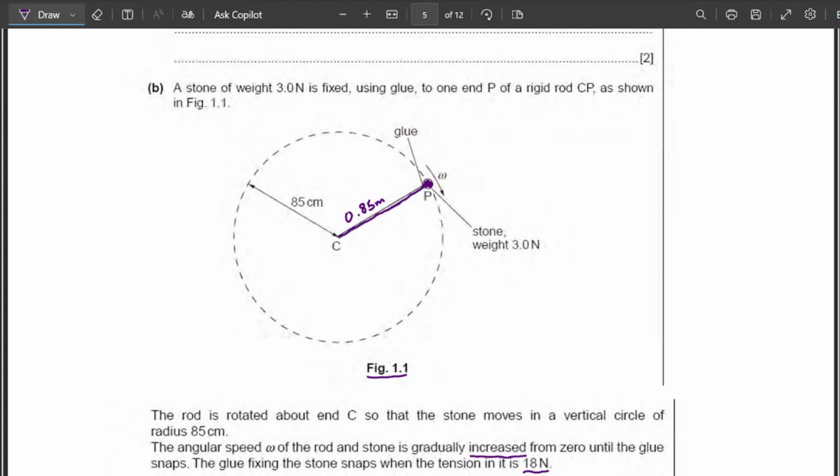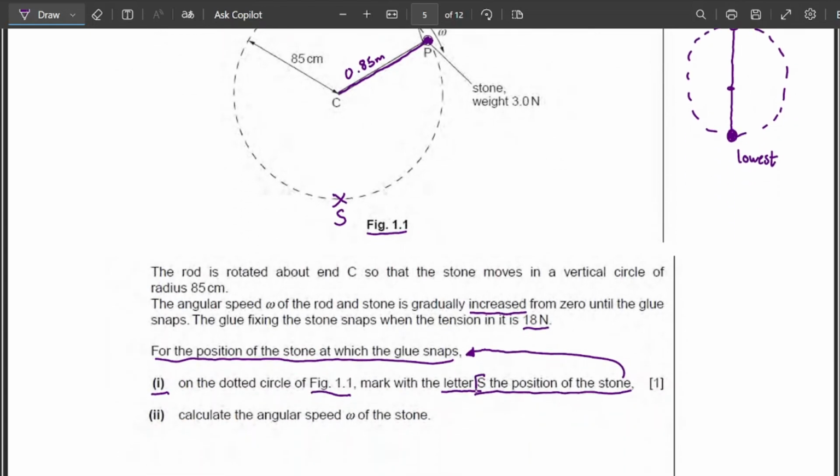So where is that most likely to happen? If you've ever had a string and you've attached it to something and then you've rotated it about a circle, then what you would have found out is that the string feels the lightest when it's on top, and it feels the heaviest when it's at the bottom. So the place at the bottom, that's when the string feels the heaviest. And so that is most likely where the glue snaps. This is the lowest point. That's the most likely point where the glue snaps. And so that's going to be right over here, the point S. I think we were supposed to mark it with the letter S. Yes, that's the letter S.